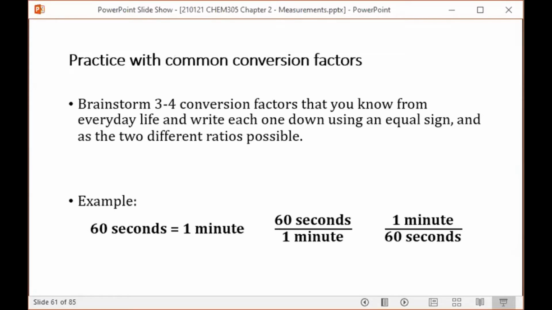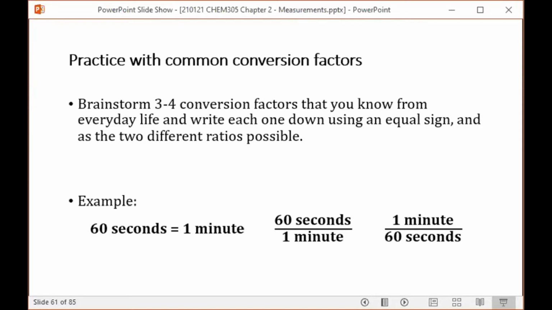Okay, so let's do just a little thought exercise here. Pause if you want, but brainstorm 3 to 4 conversion factors that you know from everyday life. I gave the example of minutes and a second. There's probably several more that you already just kind of know from everyday life, from cooking or working or building, whatever it is you like to do. There's probably some conversion factors involved in that. So brainstorm 3 to 4 that you know.